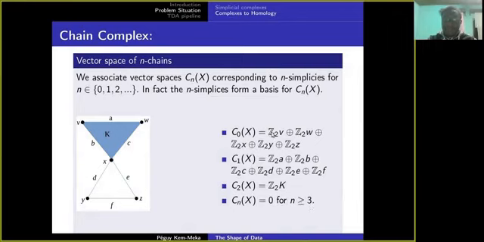Let me point out that here we are working with the field of coefficients Z2 because it's more practical when we are doing topological data analysis.